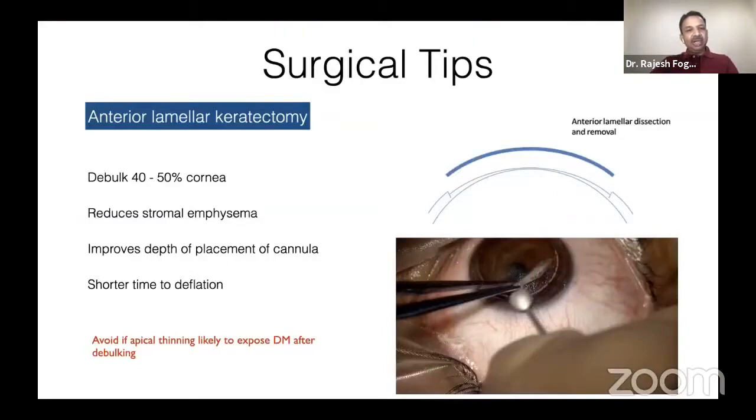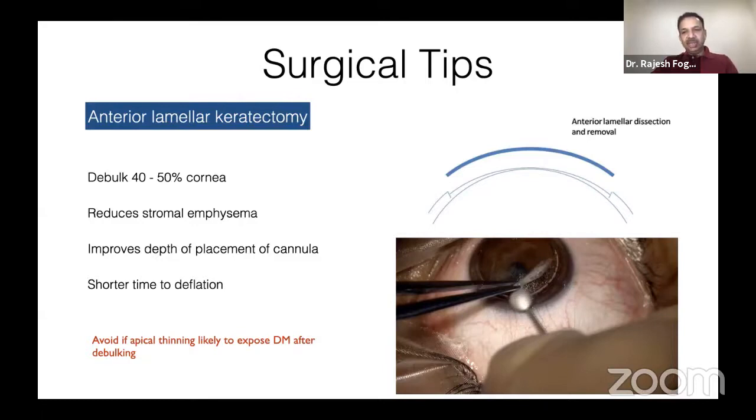I also like to do an anterior lamellar keratectomy to debulk the cornea before I do my air injection. The advantages I feel are that by debulking 40 to 50%, you reduce the chances of stromal emphysema. It also improves the depth of placement of your cannula as compared to when you place your cannula without doing the keratectomy. You may be thinking that you are deep enough, but you're usually at about 60 to 70% depth. But if you debulk 40 to 50%, then when you put your cannula, you're usually at a depth of about 80 to 85%.